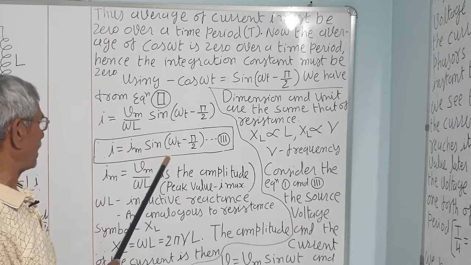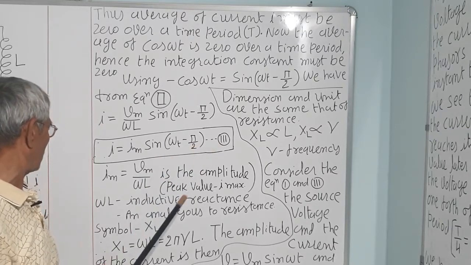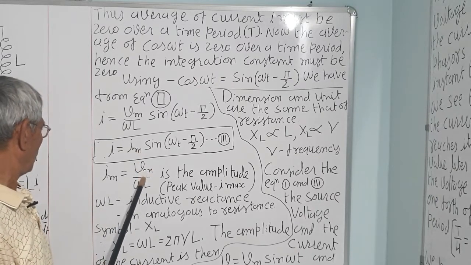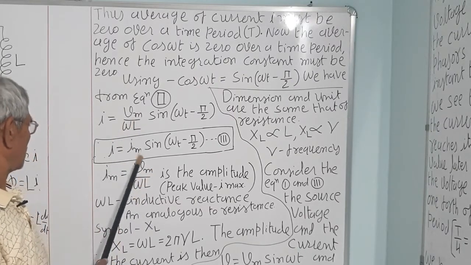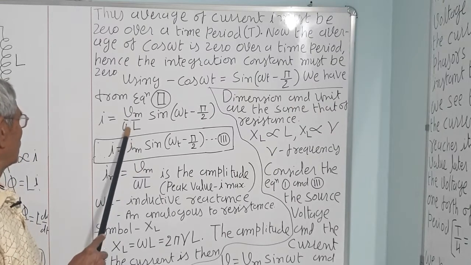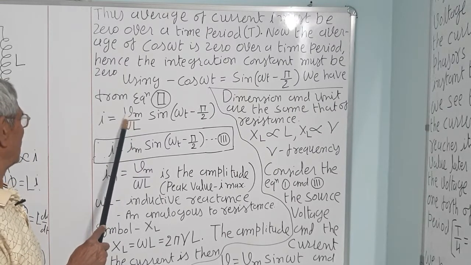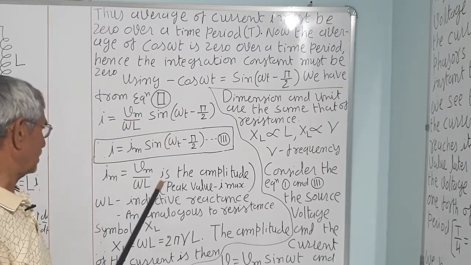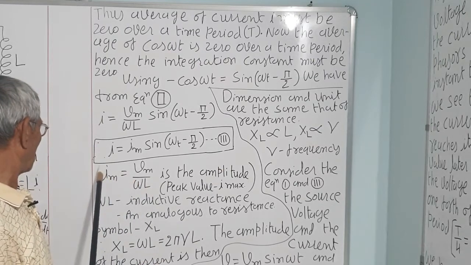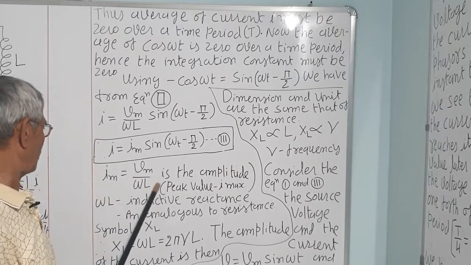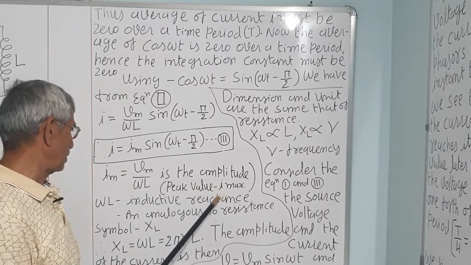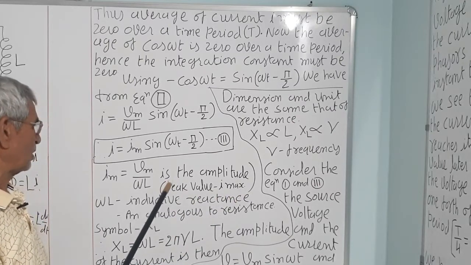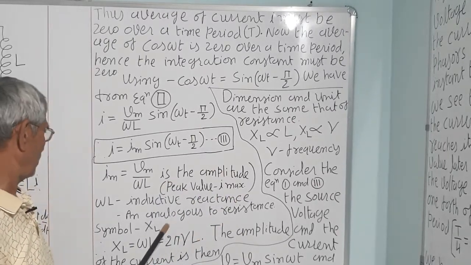So, it is equal to Im sin(omega t minus pi by 2). See equation number 3. So, I maximum is equal to Vm upon omega L. Put this equal to Im. So, Im is equal to the maximum or peak value of the voltage upon inductive reactance. This Im is the maximum current or amplitude of the current, or peak value of the current, or it is the current amplitude also.